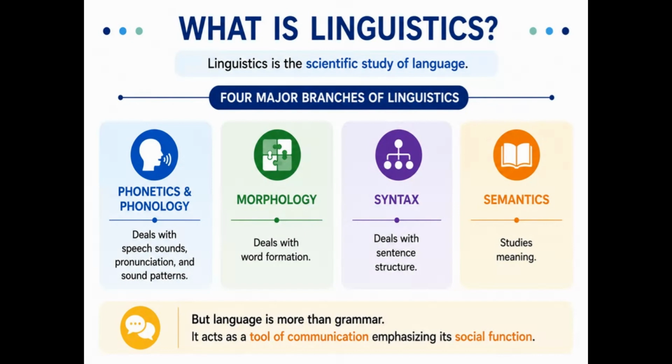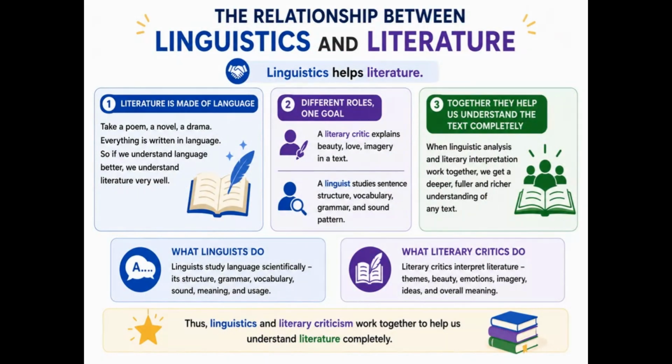This leads us to the relationship between linguistics and literature. First, we will see how linguistics helps literature. Now, literature is made up of language. A poem, a novel, a drama, everything is written in language. If we understand language properly, we can understand literature very well. To analyze a text, a literary critic talks about beauty, love, imagery, etc., while a linguist studies sentence structure, vocabulary, grammar, sound patterns, etc. If we combine both, that is, if a literary critic makes use of linguistic features, he can understand the text completely.